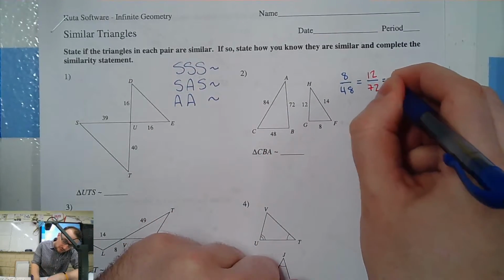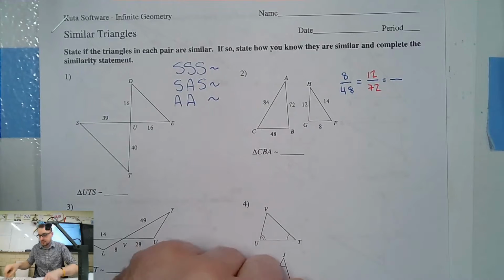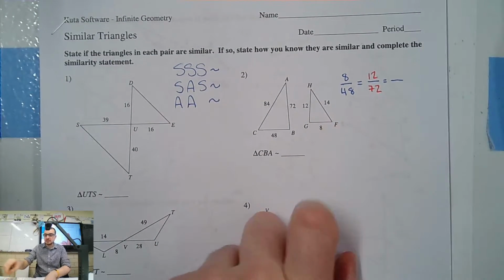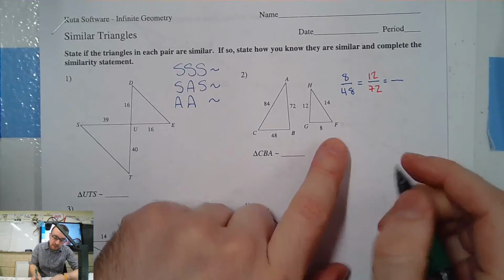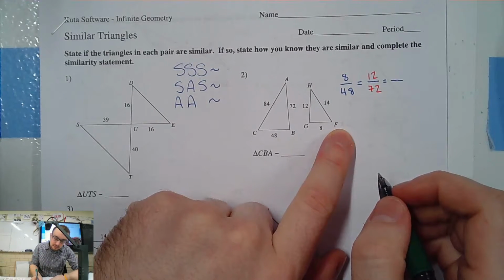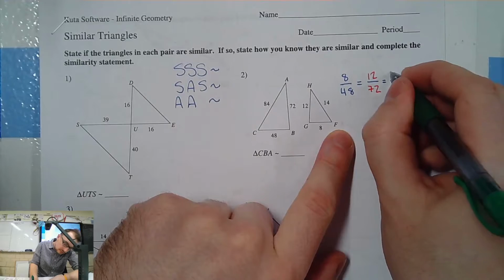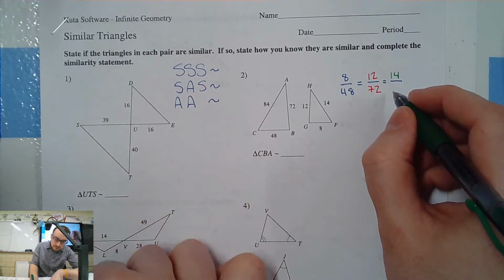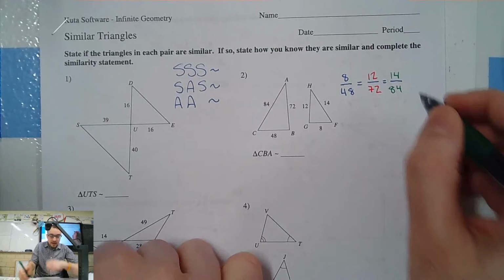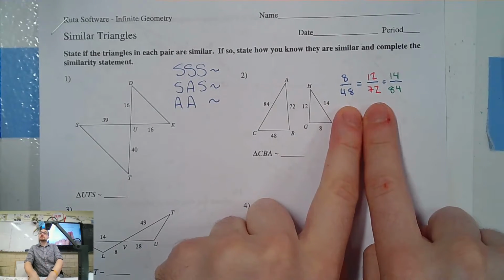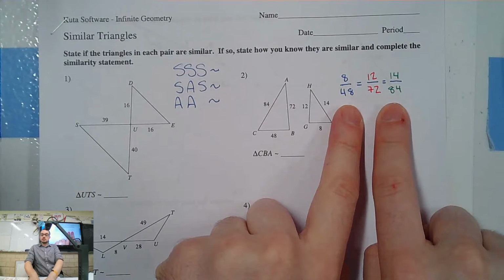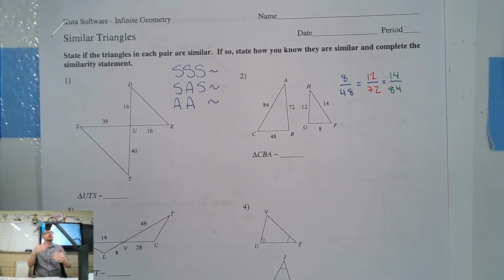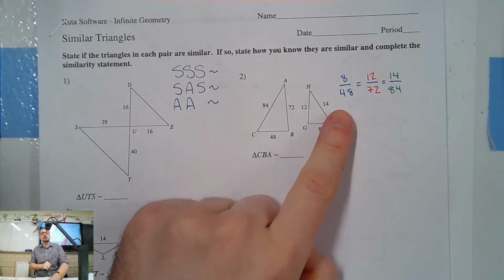I always choose to go from small to big. So small triangle first. What's the biggest side on the small triangle? 14. And what's the biggest side on the big triangle? 84. Now, if this is true, what I just wrote, then they're similar by side, side, side. Okay? Remember, relationships between numbers are revealed when you divide them.